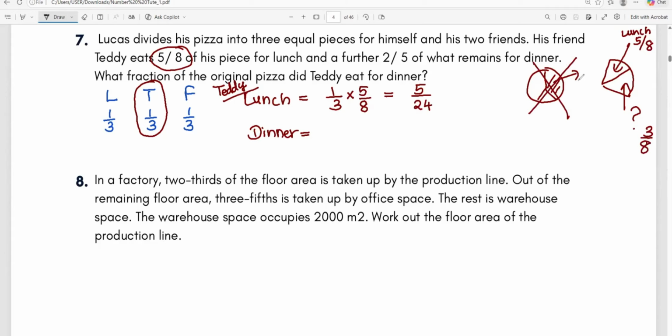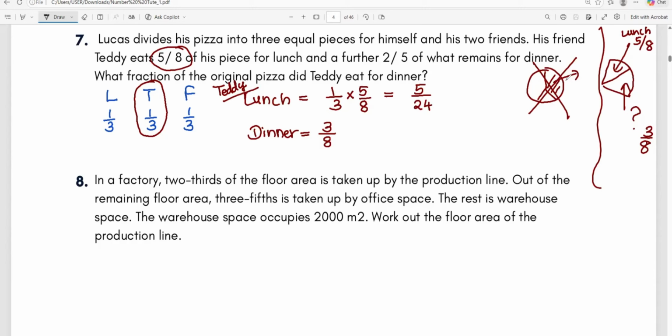Now forget about this. Teddy only has this part now. After he gets his piece, not the whole pizza, he divides that piece again into 8 equal parts. He eats 5 parts. Now he has 3 parts remaining. From those 3 parts, he eats 2/5 for dinner. Remaining 3 over 8. From this, he eats 2/5 for dinner. This is from the remaining, not from the original one.